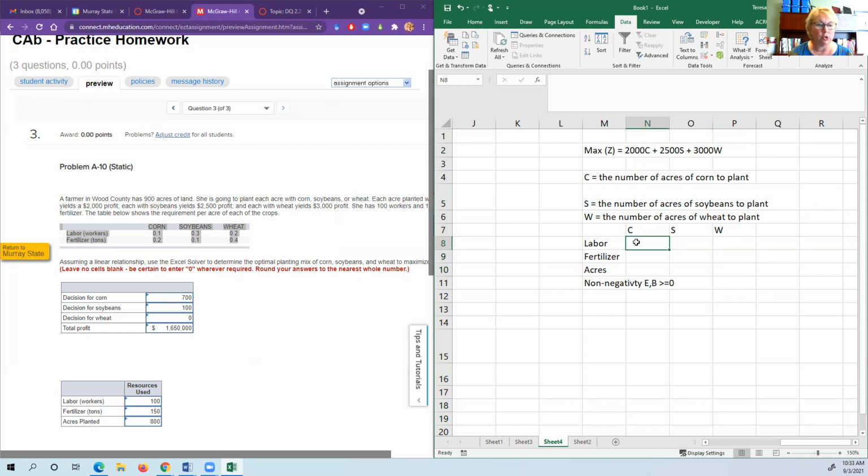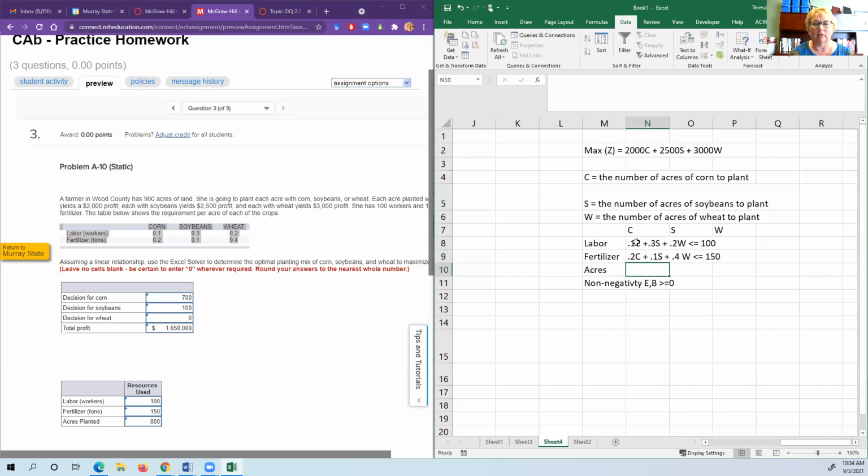Okay, so my constraint for labor is going to be: it takes 1/10 of a laborer for each acre of corn, plus 3/10 of a laborer for each acre of soybeans, plus 2/10 of a laborer for each acre of wheat. And we know that we only have 100 workers available. And for fertilizer, it's 2/10 of a ton of fertilizer for each acre of corn. And we're going to add to that 1/10 for each acre of soybeans and 4/10 for each acre of wheat. And we only have 150 tons of fertilizer available.